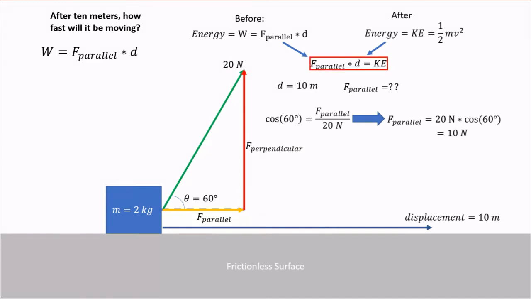So going back to our equation, we have 10 newtons times 10 meters, which is 100 joules. Therefore, the kinetic energy of the box is 100 joules, and I'll leave it to you to solve for the speed of the box if you want.